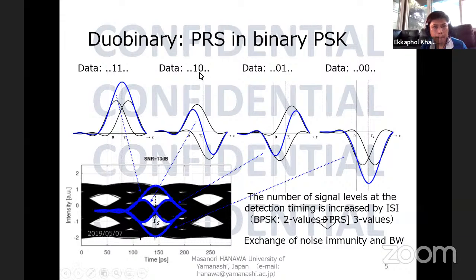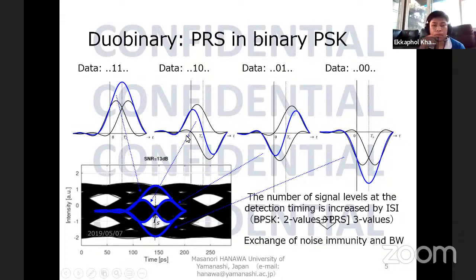If we send data 1, 0, we assume bipolar transmission. So at time instance 0, we send a pulse with positive polarity, and at time instance TS, we send a pulse with a negative polarity, and they are added, and the output pulse would be like this. 401 like this, and 400 like this.